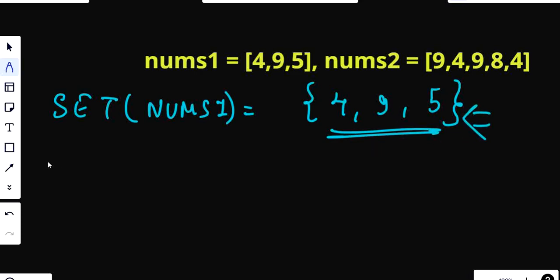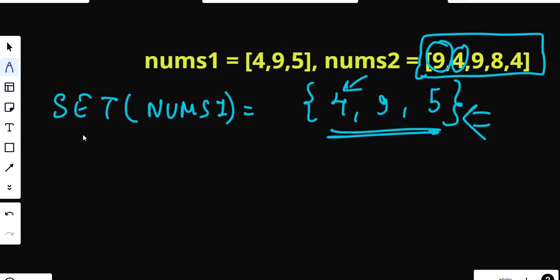So I will traverse through this nums2 and I will check if all the elements are present in this set or not. If they are present, then I know that this is an intersecting number or element of this array that we need to return as an answer. So I will add this element in my answer and will return it at the end. So this is the approach that we are going to follow.